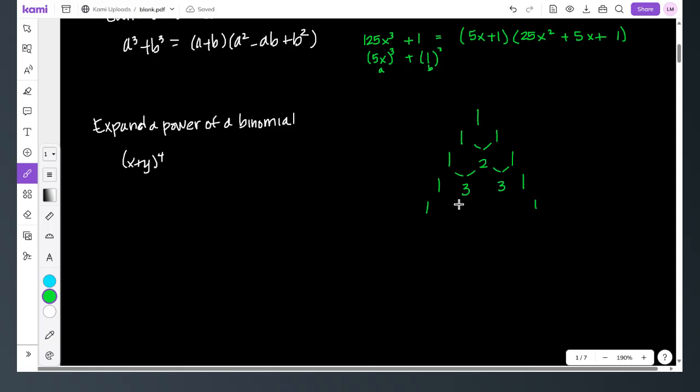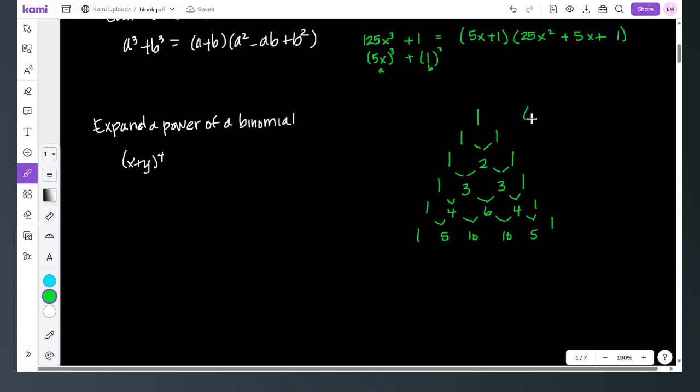Numbers on the outsides are 1. I add, I get 4, 6, and 4. So numbers on the outsides are 1. I add 1 and 4, I get 5. I add 4 and 6, I get 10. 4 and 6 and 4, I get 10. 4 and 1, I get 5. So you may see the pattern already, and we could keep going.